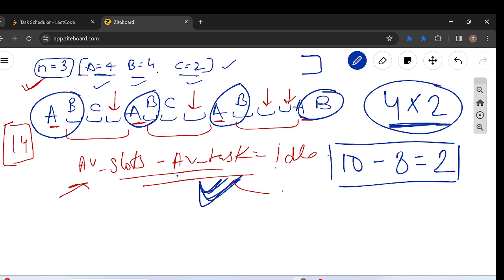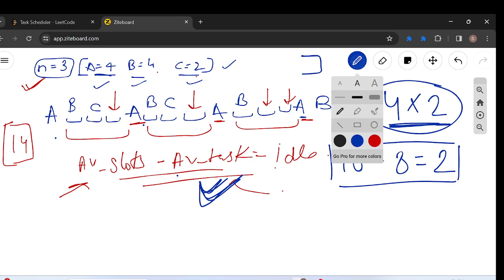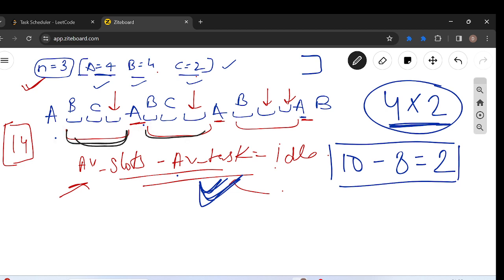How will we find this? Let's see. If we can find out the available slots, let's erase the extra things, just a second. If we see, the available free spaces are between here, like here we have free spaces, here we have free spaces, and here we have free spaces. The idle time after this will not be considered.